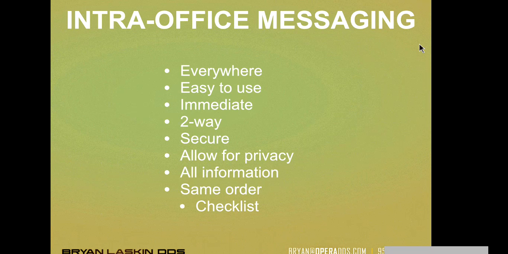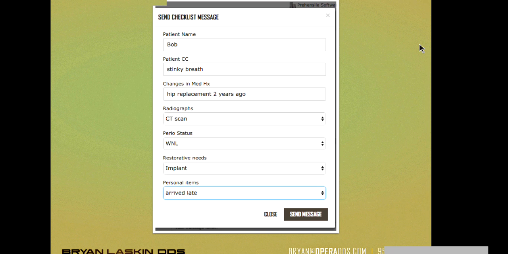So my checklist for an intra-office messaging system is I would want to get my messages anywhere, have it be easy to use, immediate, two-way communication that's secure, have it allow for private messages, get all the information I want, and important to me is to get it all in the same order, because I'm a very linear thinker. I like to have things just like a pilot before taking flight. I want to know what information in the same order every time.